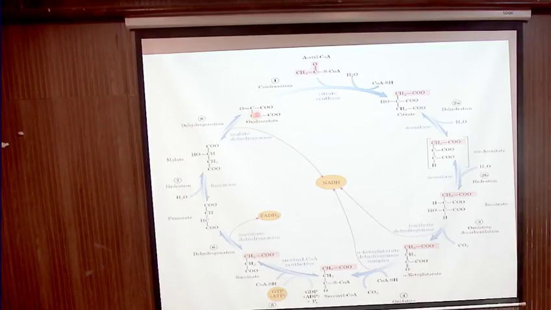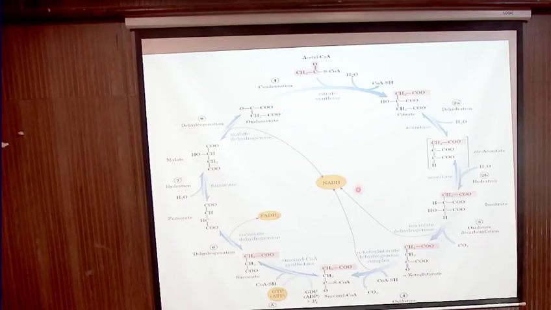This oxaloacetate is the one which did the condensation of acetyl-CoA to produce citrate in the first step. So we began with oxaloacetate, we are ending with oxaloacetate. That's why this is more of a cycle than a pathway.